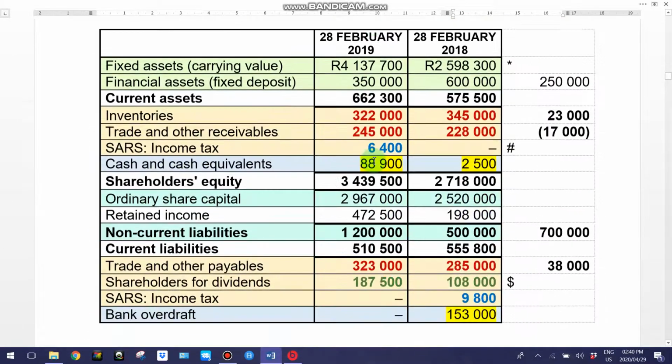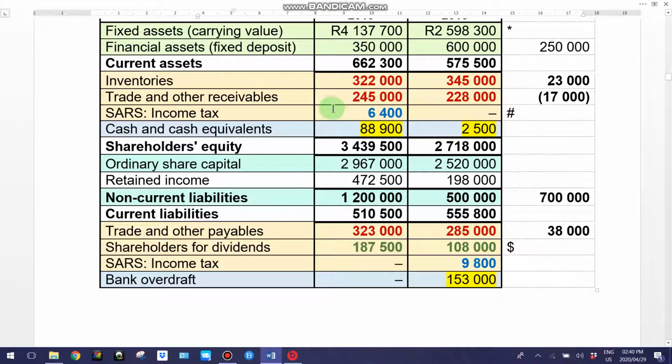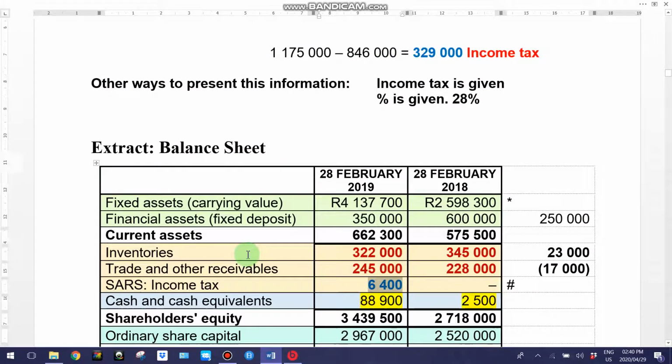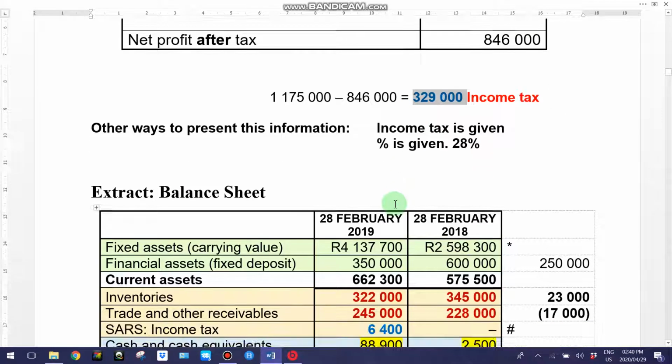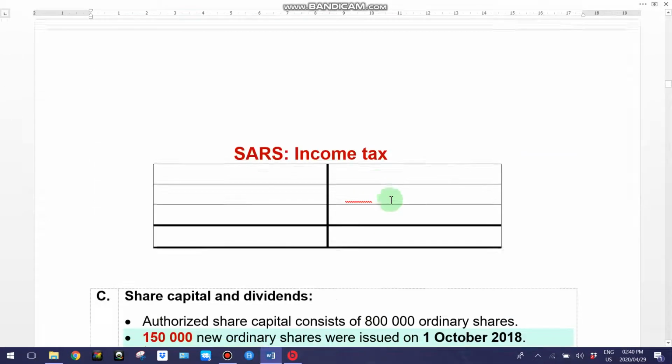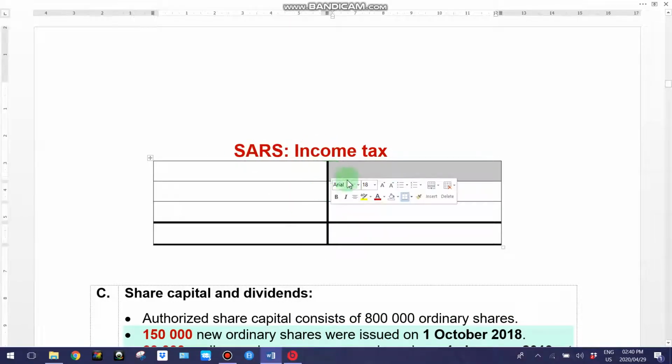For that, the simplest way is to do the SARS income tax account. So go to the SARS income tax, look for them on your balance sheet. I want to know what my opening balance was. At the beginning of the year, it was a credit. What was my closing balance? It was a debit. And I also need to know what my tax for the year was. Tax for this year was 329. So those are the three amounts that would feature in your SARS income tax account.